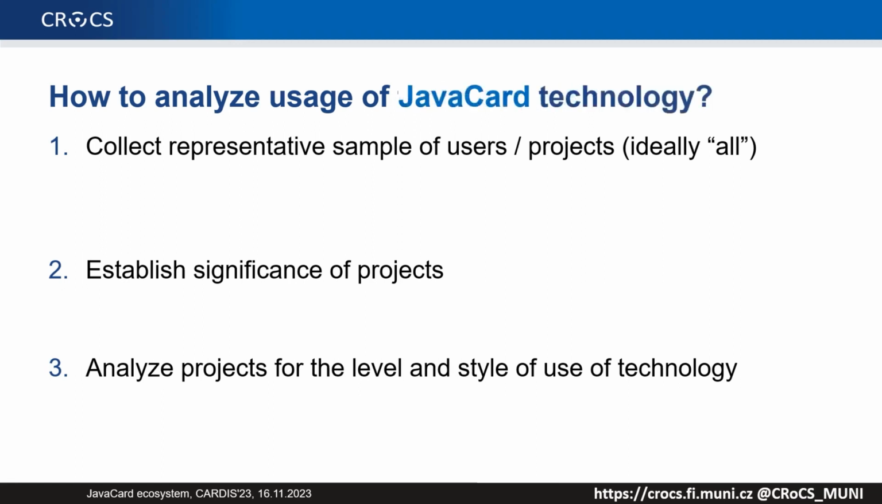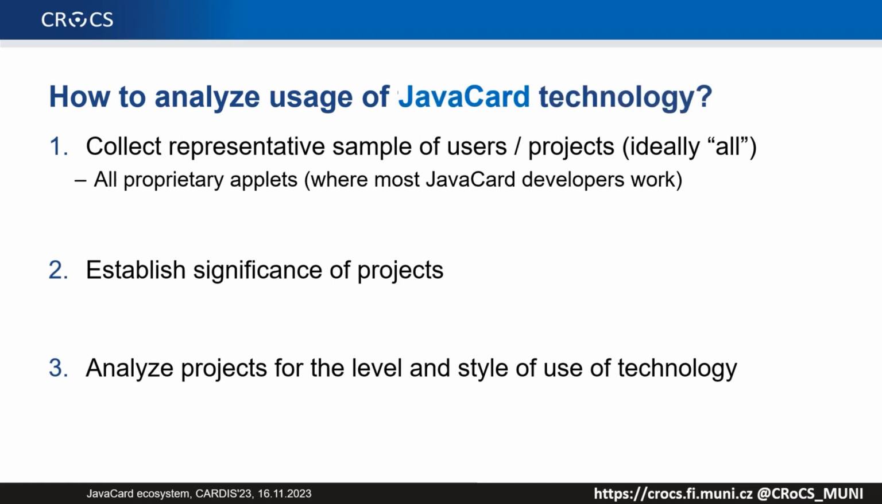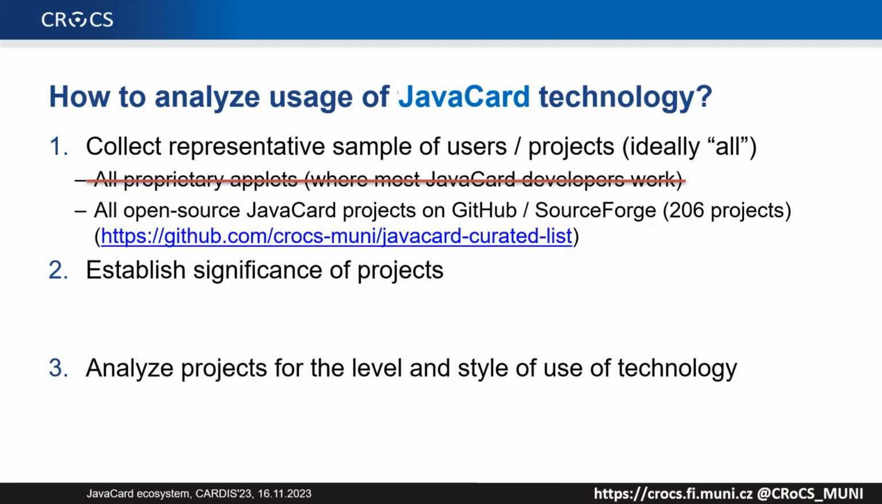So if we apply this to JavaCard, all projects means especially all proprietary applets, because this is where most of the JavaCard developers are working, not in open source, but in the proprietary applet world. But we don't have access to this. If you are working on proprietary applets and would like to share some results with me, I'm eager. So what we did instead, we collected all the open source applets we were aware of: more than 200 applets. They are publicly available. If you know some more, please open a PR.